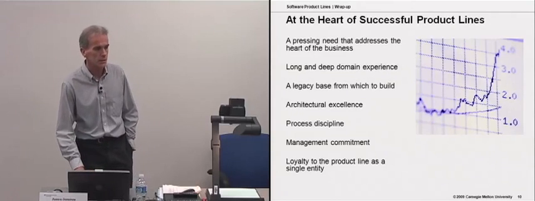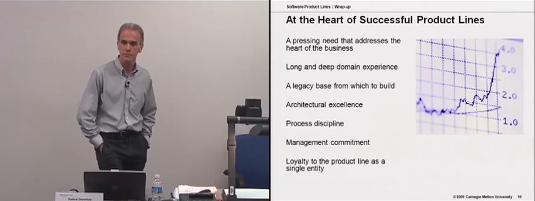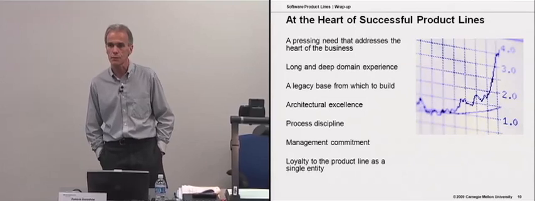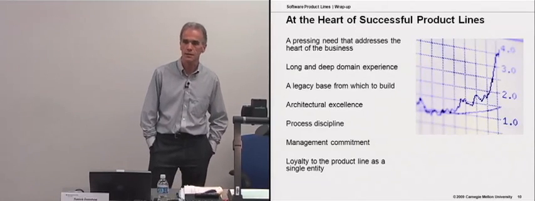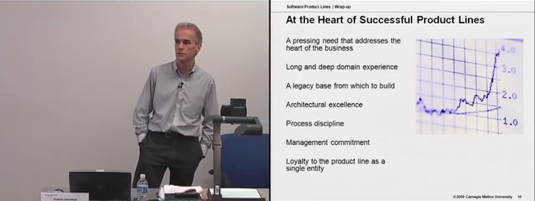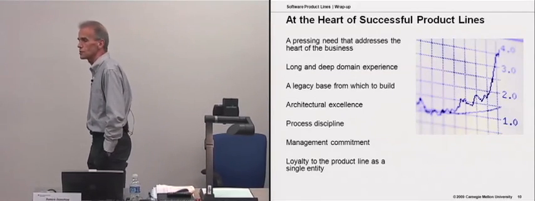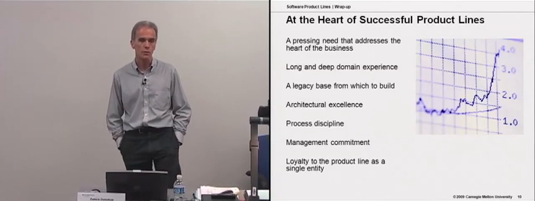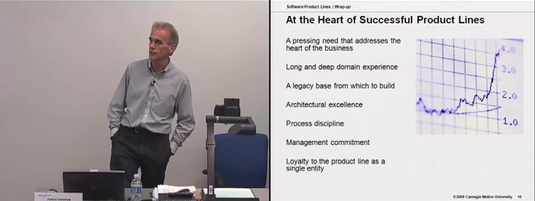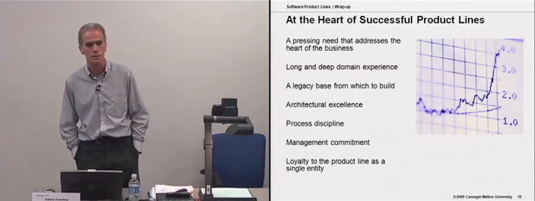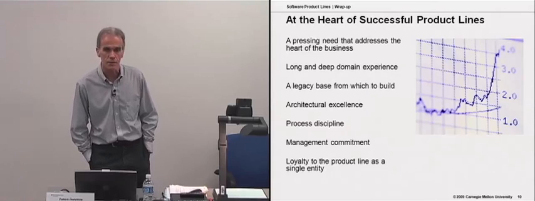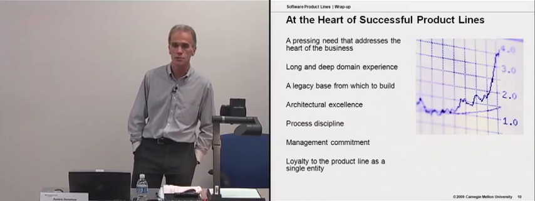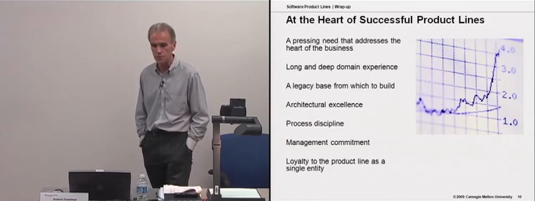Here is the checklist of success criteria for a software product line. What is the pressing need that gets to the heart of the business that would make you want to adopt a software product line approach? Do you have the necessary domain experience to do this? What kind of legacy base do you have right now in the organization that would help you get started with software product lines? And what's your current state of maturity with respect to architecture definition and architecture evaluation?